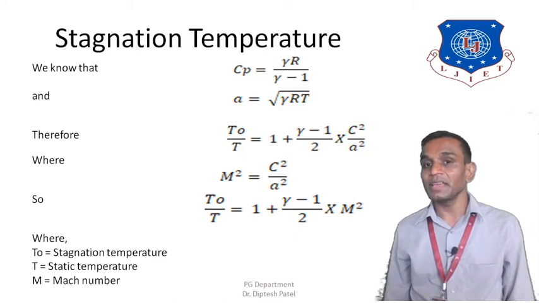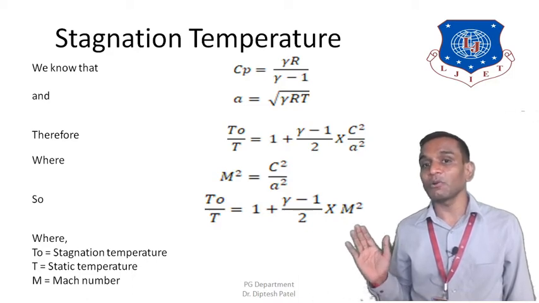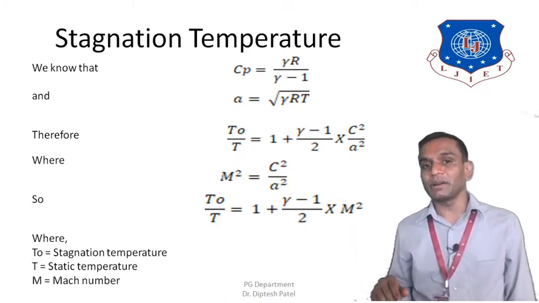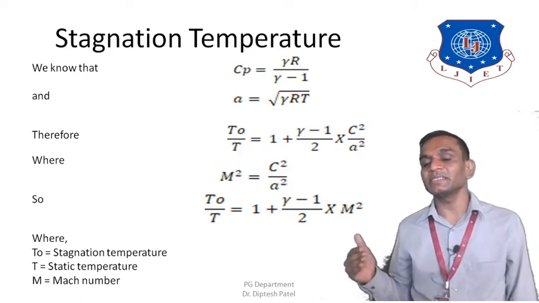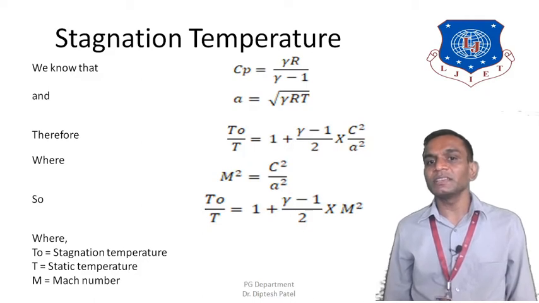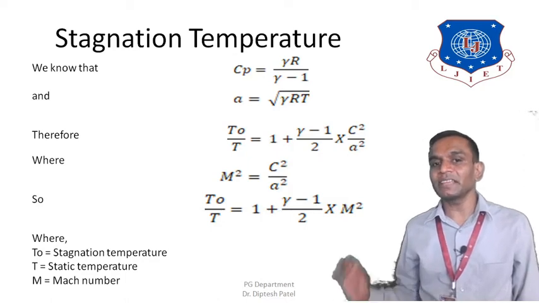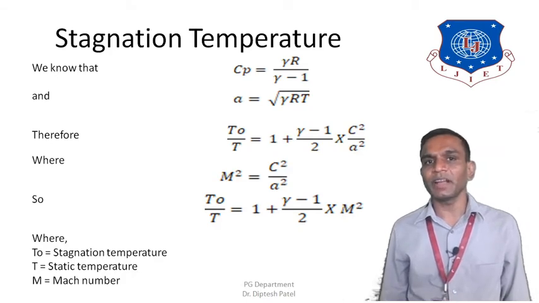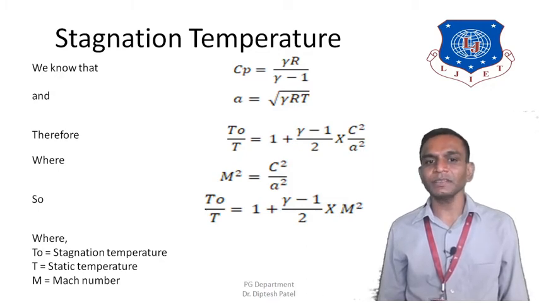C square divided by A square. Here C is the object velocity and A is the sound velocity. Now this term can be replaced by Mach number, since we know that Mach number M is equal to C divided by A. It is a ratio of object velocity to the sound velocity. So we can replace the whole term by M square, and therefore we can write the equation as T0 divided by T is equal to 1 plus (gamma minus 1) divided by 2 into M square, where T0 is the stagnation temperature, T is the static temperature, and M is the Mach number.